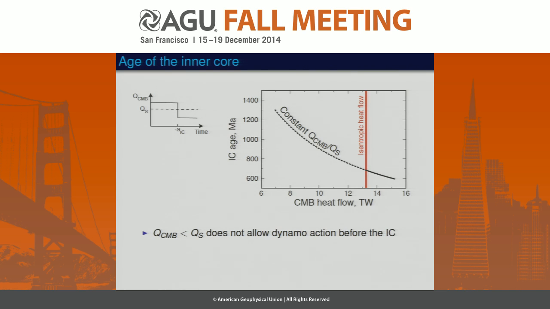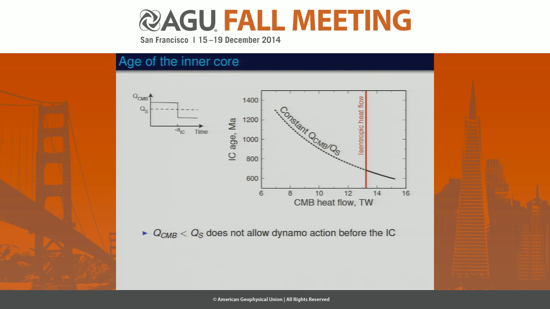So this means that for this to work, and we know that these ages are much lower than the age of the magnetic field, we need to have a jump of heat flow across the CMB when the core started to crystallize, which is quite unrealistic because the mantle doesn't care so much about the fact that there is or is not a core.